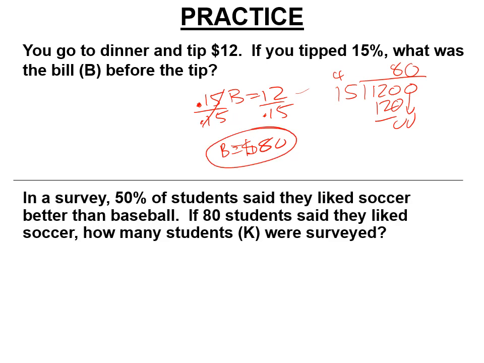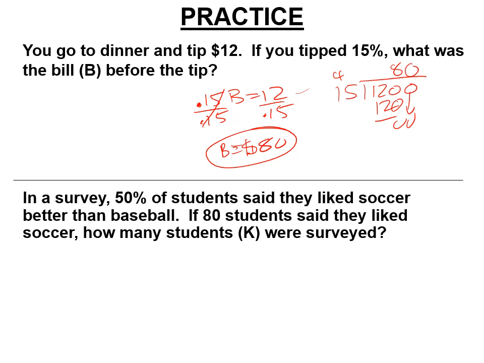In a survey, 50% of students said they like soccer better than baseball. If 80 students said they like soccer, how many students were surveyed? Well, half the students said they like soccer. So you could do this in your head, right? If half of the students like soccer, that's 80, what's 80 times 2? But let's just show the math.